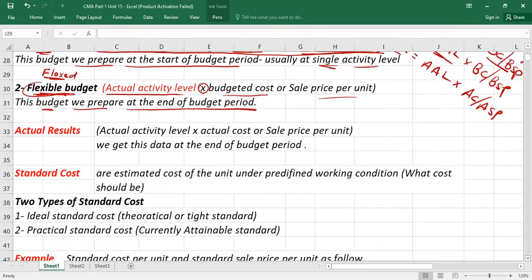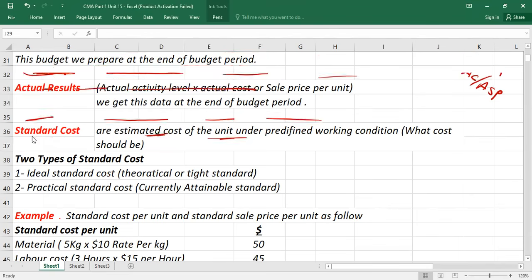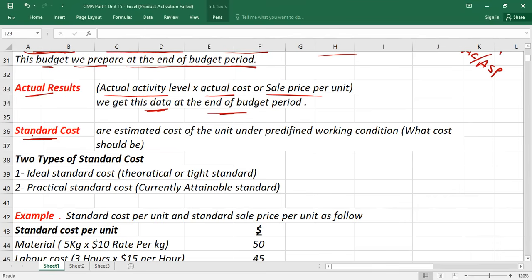So definitions are written, guys. Okay, actual results are also defined here. What is actual results? You take actual activity level times actual cost or actual selling price per unit. And obviously we get this data at the end of the budget period. Now guys, there is one concept which is also known as standard cost. What is a standard cost? Standard costs are the estimated cost of the unit.